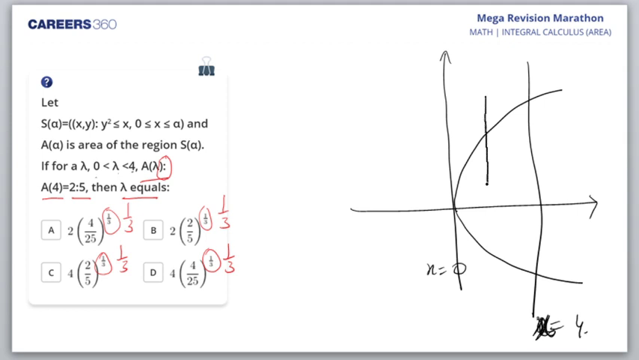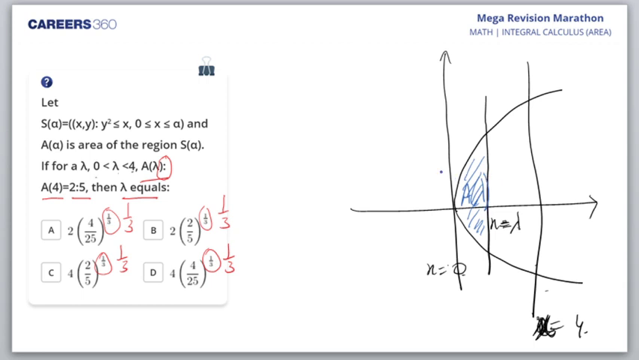Now this is any line. This line is x equal to lambda. And lambda ranges from 0 to 4. Now you understand? Lambda ranges from 0 to 4. This is the line x equal to lambda. Okay? Now, what does it say? It says that area A4. A4 means when lambda is taken as 4. A4 and A lambda. A lambda means this region.